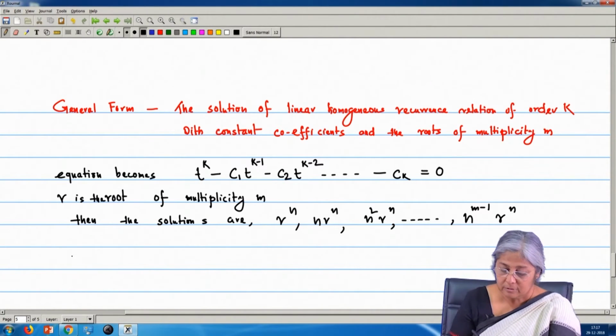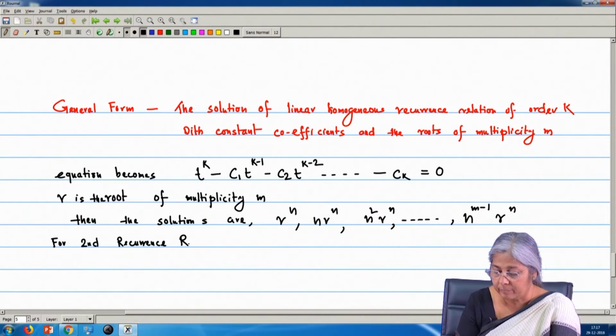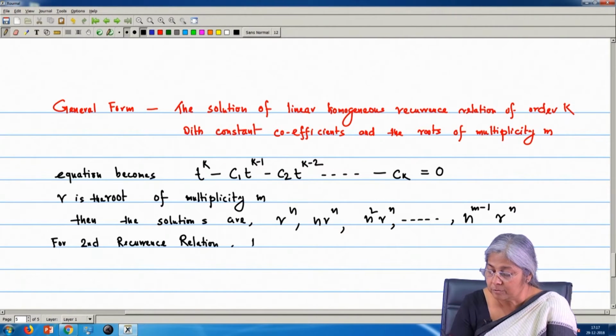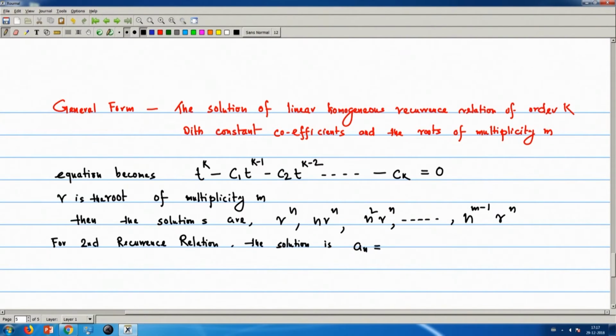So, for second order recurrence relation, we have already seen the solution is a_n equal to b r to the power n plus d n r to the power n.